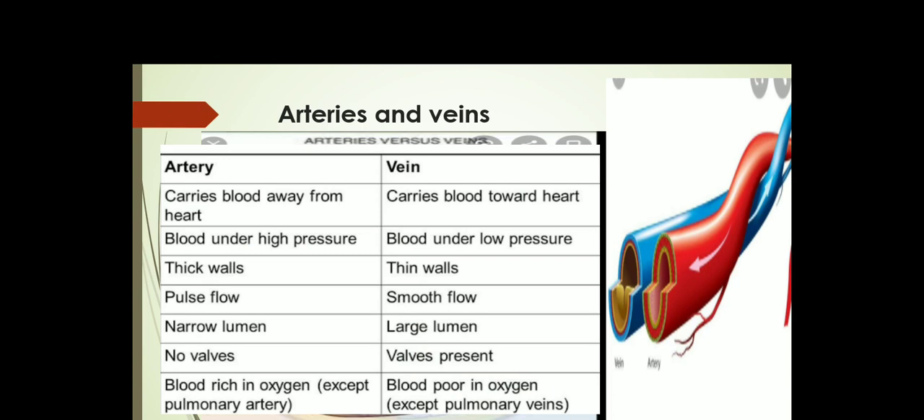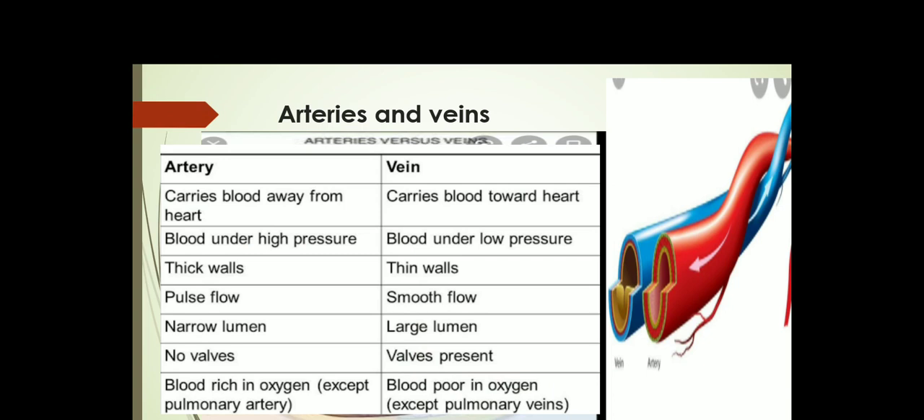So children, I repeat once again, only 3 things you have to remember. No need to remember everything in the slide, many things are being displayed, you cannot remember. So you should remember the arteries will carry the blood away from the heart to the whole part of the body. Veins will carry the blood towards the heart. Arteries have very thick walls and veins have very thin walls. Arteries will carry the blood which is rich in oxygen, and veins will carry the blood which is poor in oxygen or deficient in oxygen.